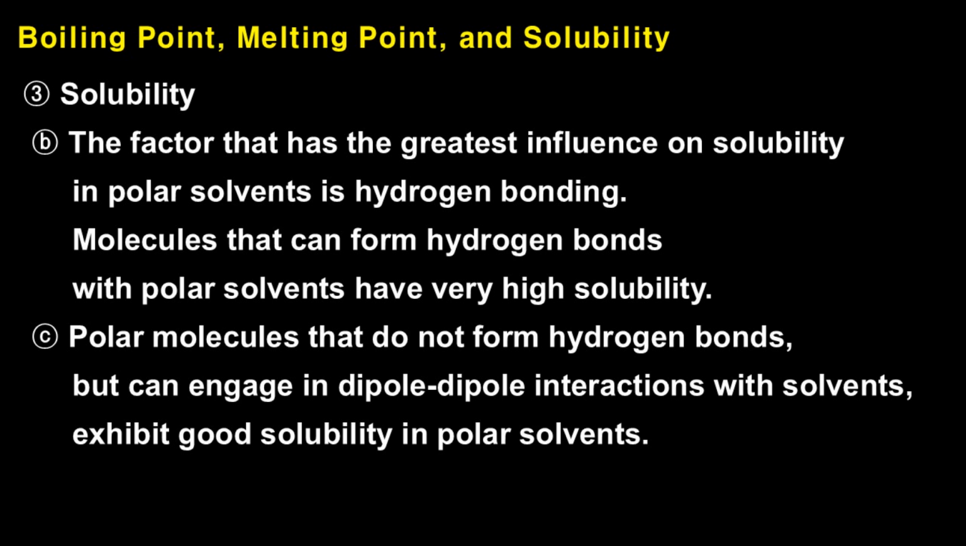In polar solvents, one of the biggest factors that affects solubility is hydrogen bonding. If a molecule can form hydrogen bonds with the solvent, it's usually highly soluble, because those strong interactions make it easier for the solute to mix in. For example, alcohols and carboxylic acids dissolve really well in water thanks to their ability to hydrogen bond with water molecules. Now, even if a polar molecule can't form hydrogen bonds, it might still dissolve, just not as well. That's because dipole-dipole interactions can still occur between the solute and the polar solvent. They're weaker than hydrogen bonds, but they still allow for some favorable interaction, so the molecule can still be at least moderately soluble.